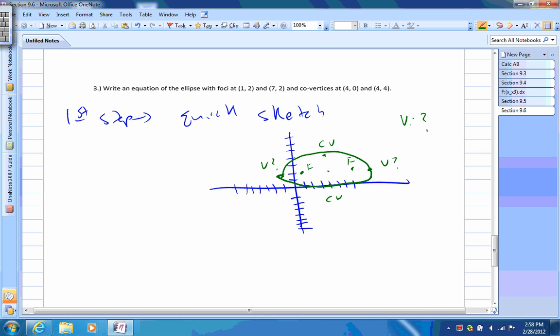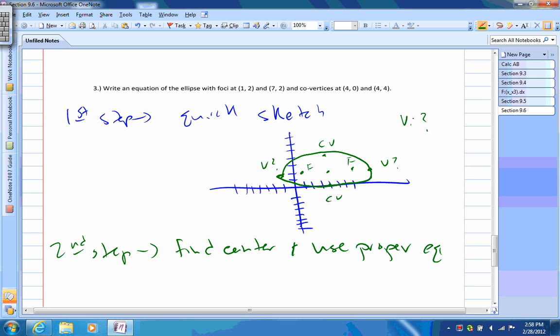Now, second step is to find the center and use the proper equation. The center should be easy. Just by looking at it, you can see how it's 4, 2. That's why you want to make a sketch, because it's going to be in between the co-vertices and in between the foci. So sketch helps.